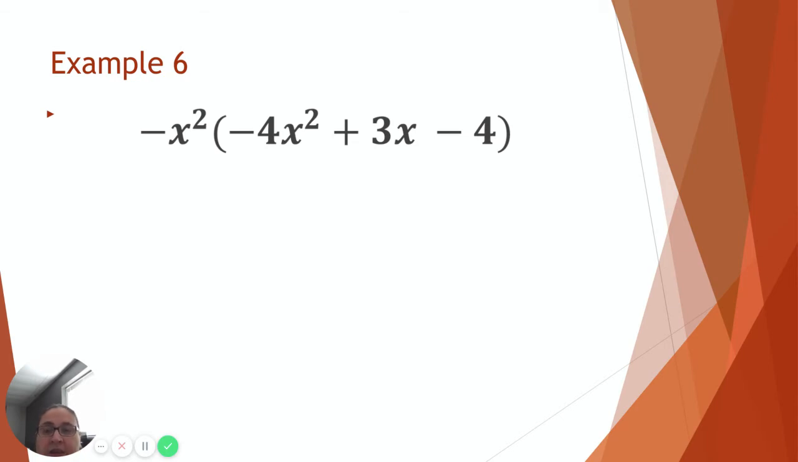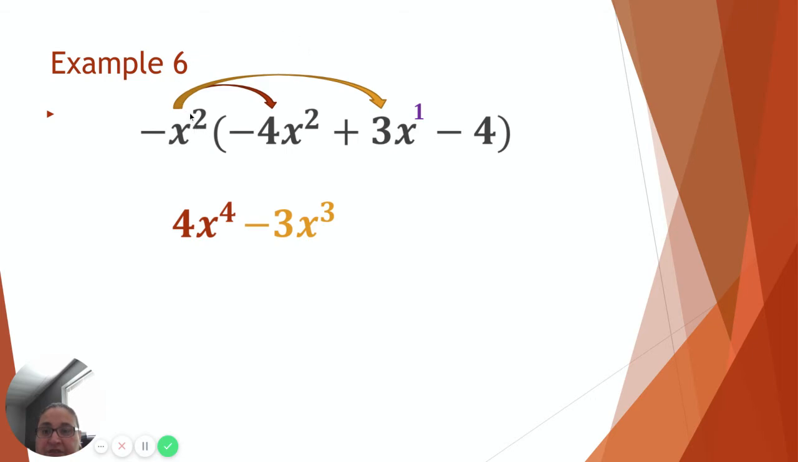Next example. Again, I have an x on the outside and x's on the inside. And because of the parentheses, I am going to distribute. So first I do negative x squared times negative 4x squared. So negative times negative 4 is a positive 4. Then I have 2 x's on the outside, 2 x's on the inside. So in total, I have 4 of them. So that's how I get x to the 4th. Then I'm going to distribute the negative x squared to the second term. So I do negative x squared times 3x, which is negative 3x to the third power.